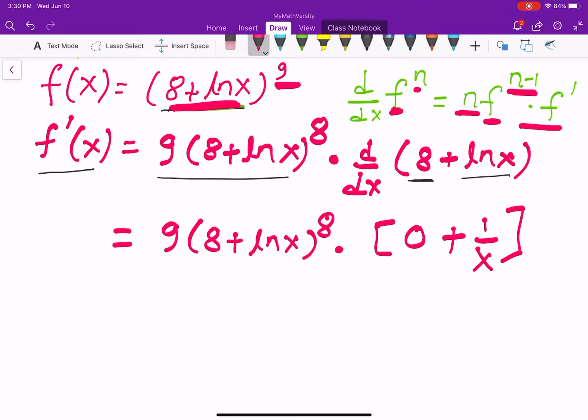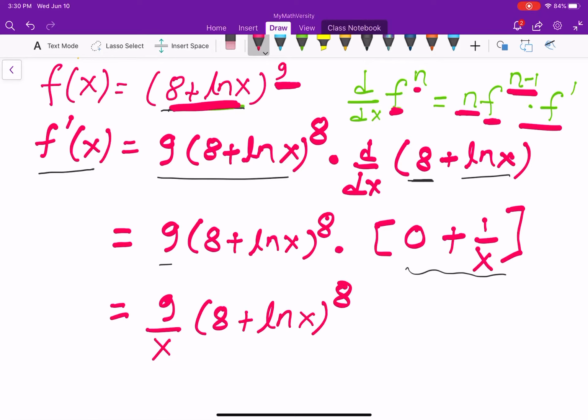But if you want to rewrite this form a little bit in a different way, then you can see that 0 plus 1 over x will be just 1 over x, multiplied with 9, we can write here as 9 over x, right? So times (8 plus ln of x) raised to the power 8, and this is the derivative of the given function.